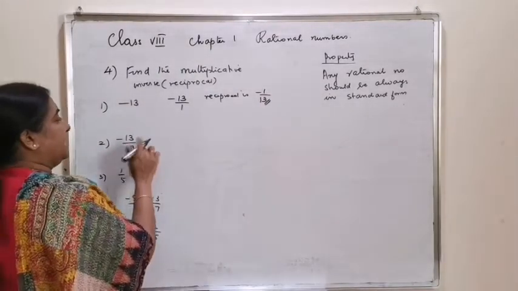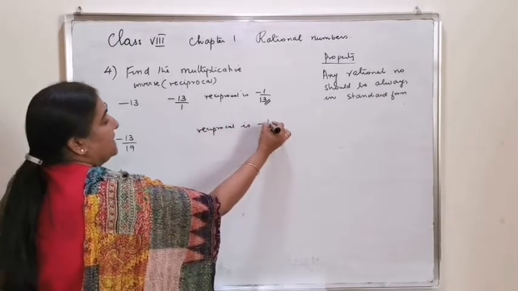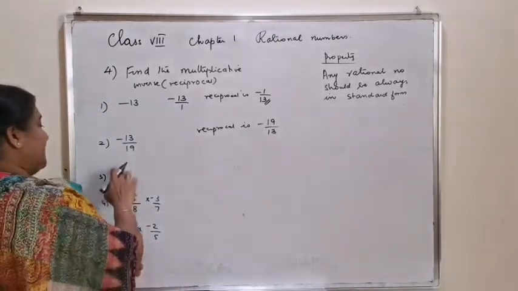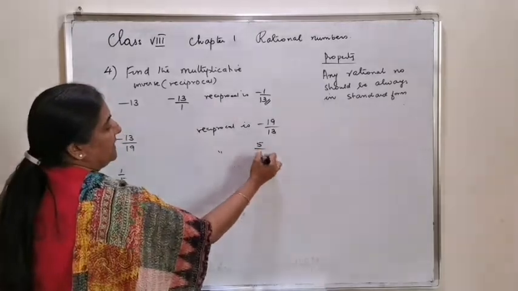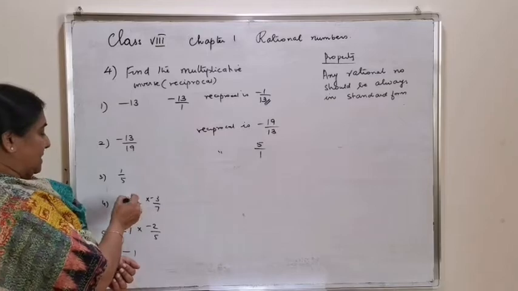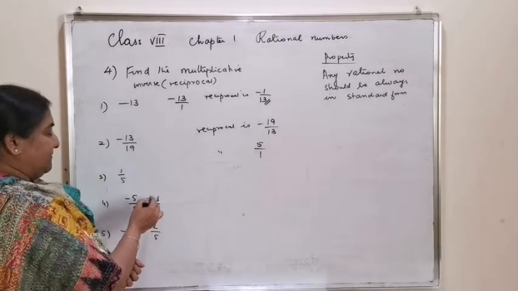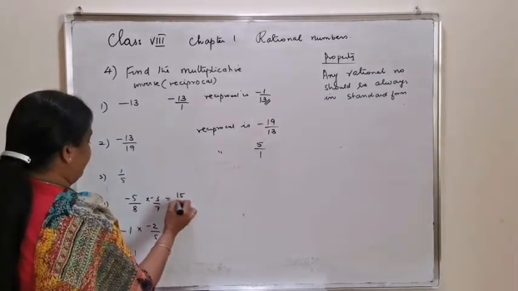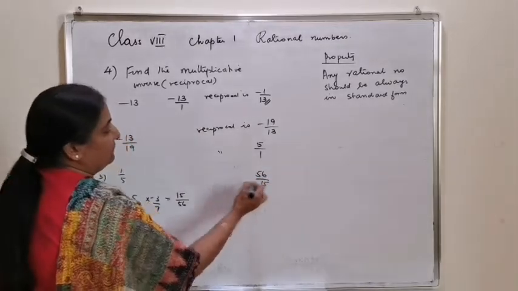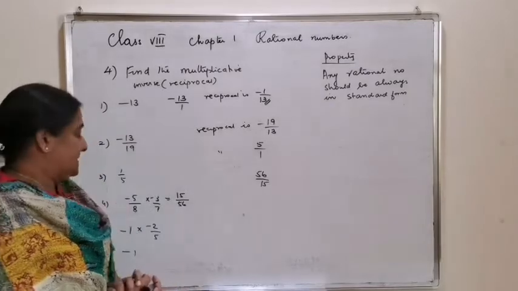Minus 13 by 19, the reciprocal is minus 19 by 13. Negative should always be in the numerator. 1 by 5, the reciprocal will be 5 by 1. Here, simplify: minus 5 by 8 into minus 3 by 7, you cannot simplify it. The answer is 15 by 56 positive. So the reciprocal is 56 by 15. Sign, you cannot change it. Leave the same sign as it is.